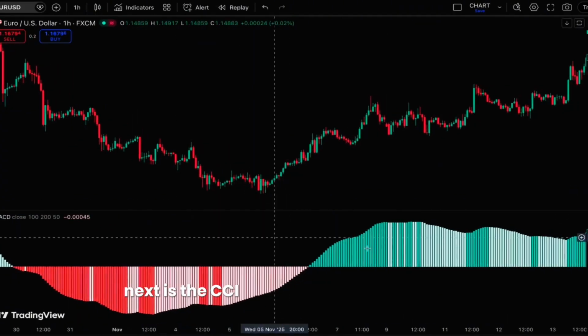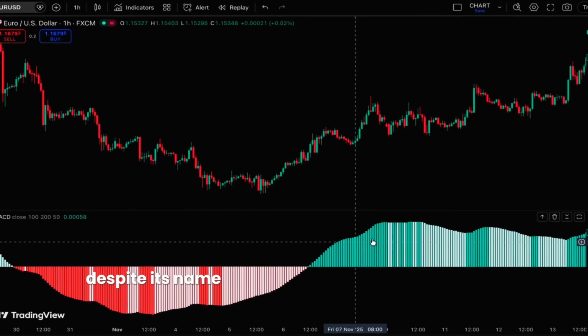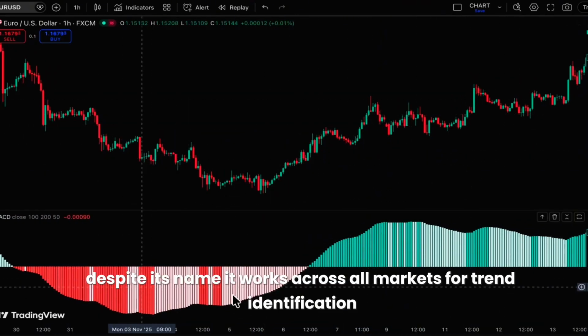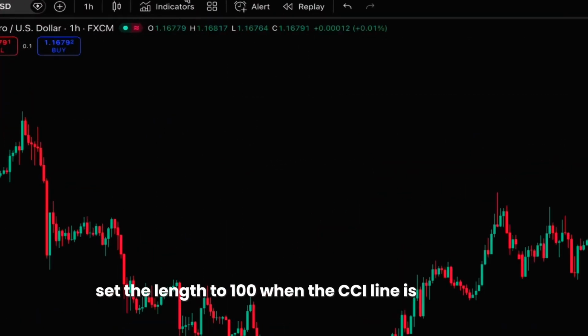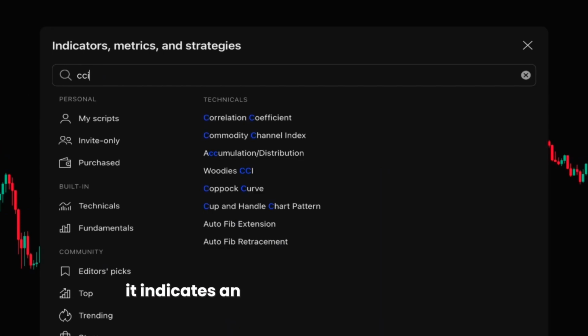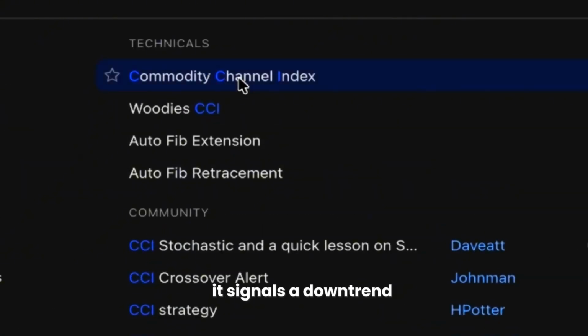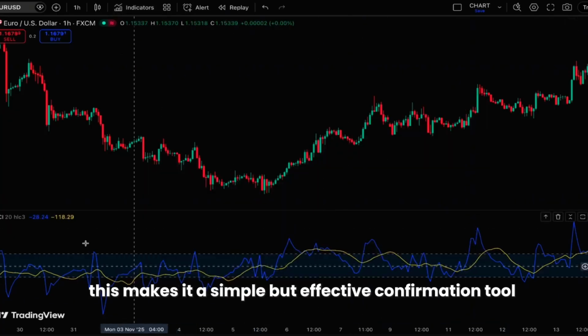Next is the CCI, or Commodity Channel Index. Despite its name, it works across all markets. For trend identification, set the length to 100. When the CCI line is above 0, it indicates an uptrend. When it is below 0, it signals a downtrend. This makes it a simple but effective confirmation tool.